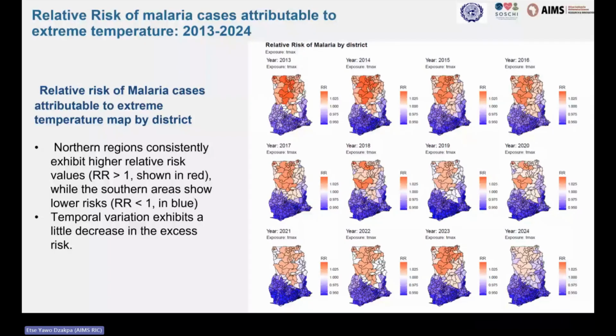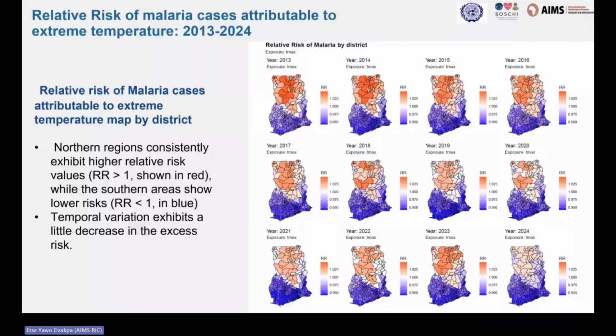Something that we also observe is that over the years there is a small decrease in malaria risk, and this shows that some policies are in place and those policies are working to decrease the impact of extreme temperature on malaria cases. This reminds us that the purpose of this work is to produce those statistics.